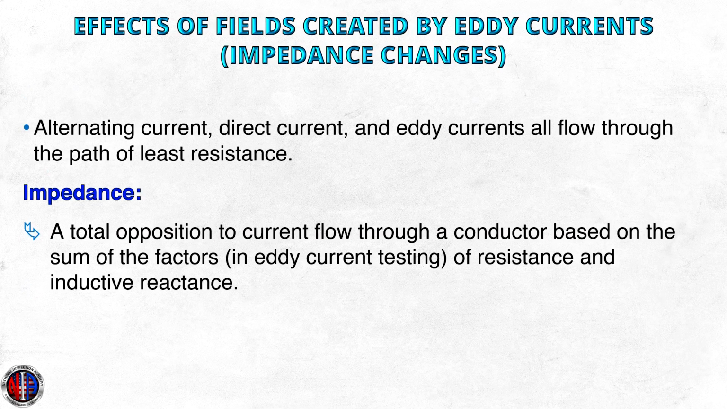Effects of fields created by eddy currents, impedance changes. Alternating current, direct current, and eddy currents all have one thing in common. They flow through the path of least resistance. Impedance is defined as a total opposition to current flow through a conductor based on the sum of the factors in eddy current testing of resistance and inductive reactance.